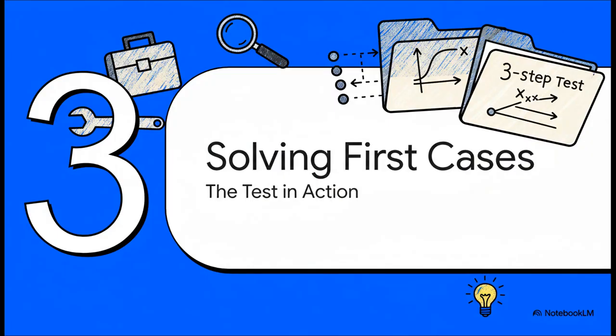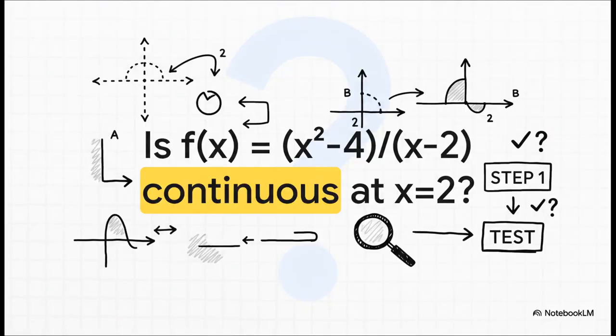All right, we've got our toolkit. Now it's time to actually use it. Let's open up a couple of case files and see this three-step test in action. Time to get our hands dirty. Okay, here's our first suspect. We're looking at this function, and we're zoning in on one specific point, where x equals 2. So let's apply our test.